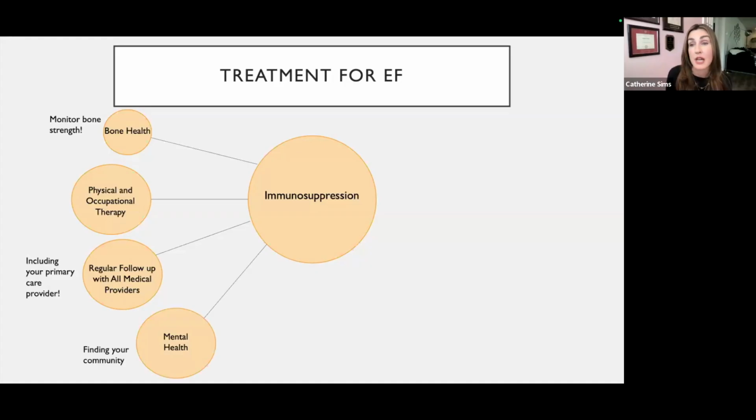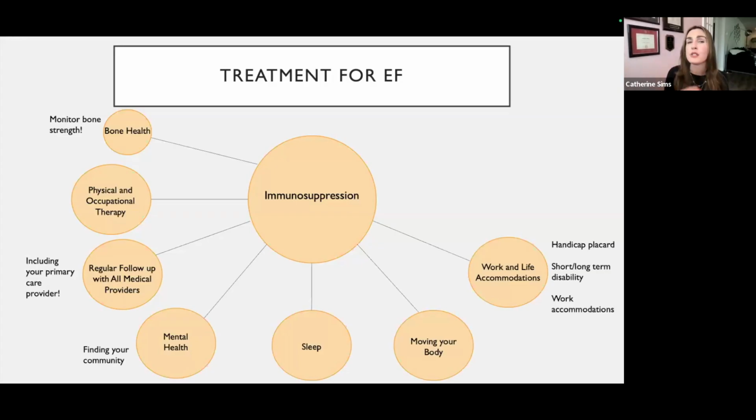Mental health is a huge aspect. We're going to talk about sleep, nourishing your body, and moving your body a little bit later. But all those things are so critical because with a rare condition, you can feel very isolated.